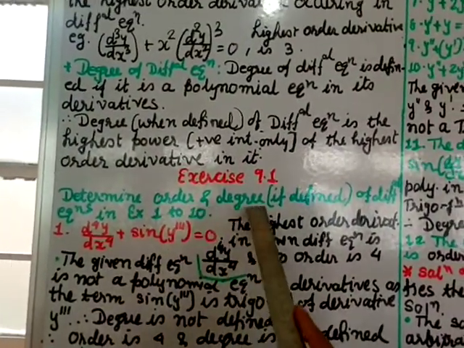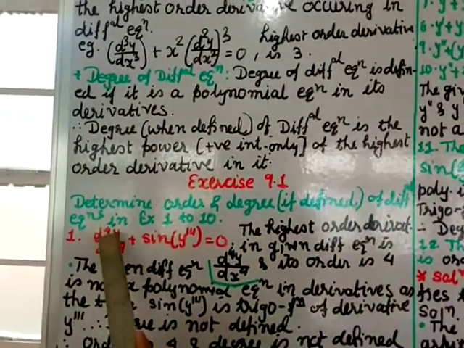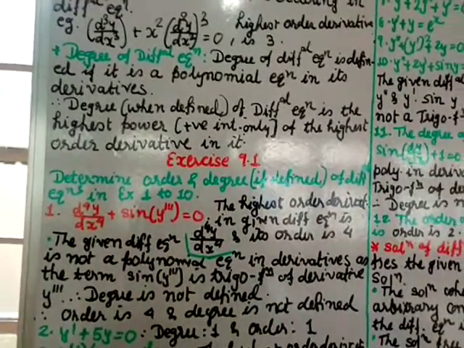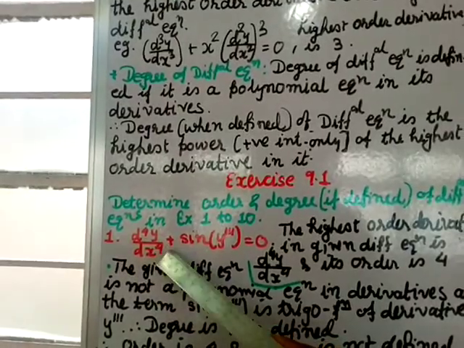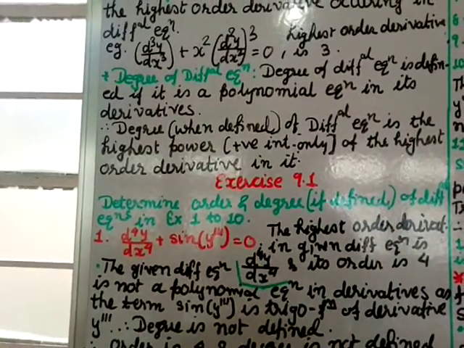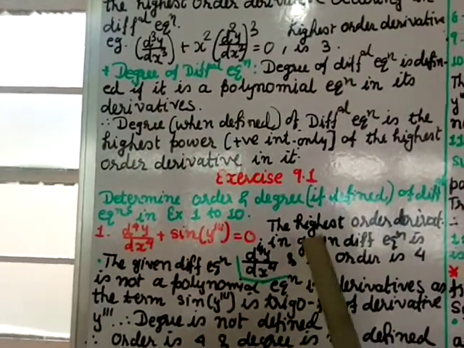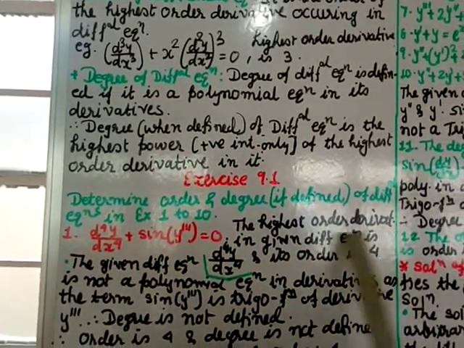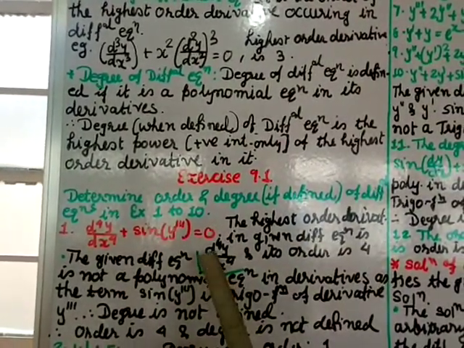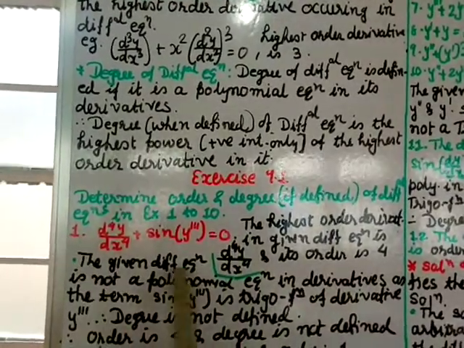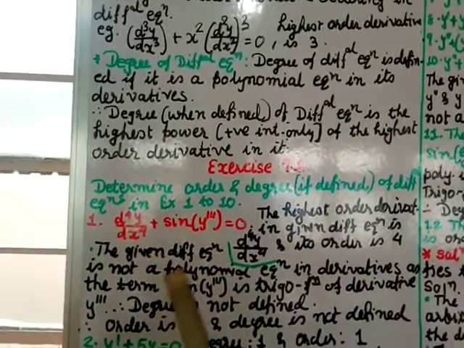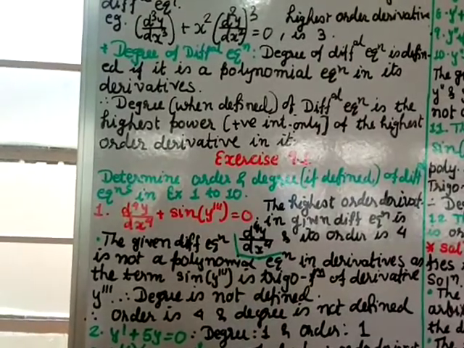Exercise 9.1. Determine order and degree, if defined, of the differential equations in exercises 1 to 10. Question number 1. d power 4 y divided by dx power 4 plus sin y triple dash equal to 0. So this is the third derivative of y. Here the highest order derivative in the given differential equation is d power 4 y divided by dx power 4, and its order is 4.